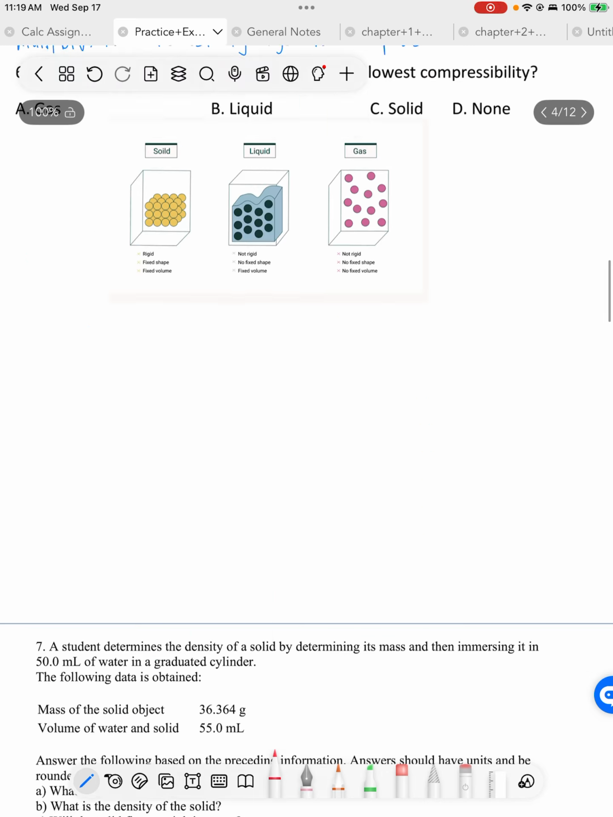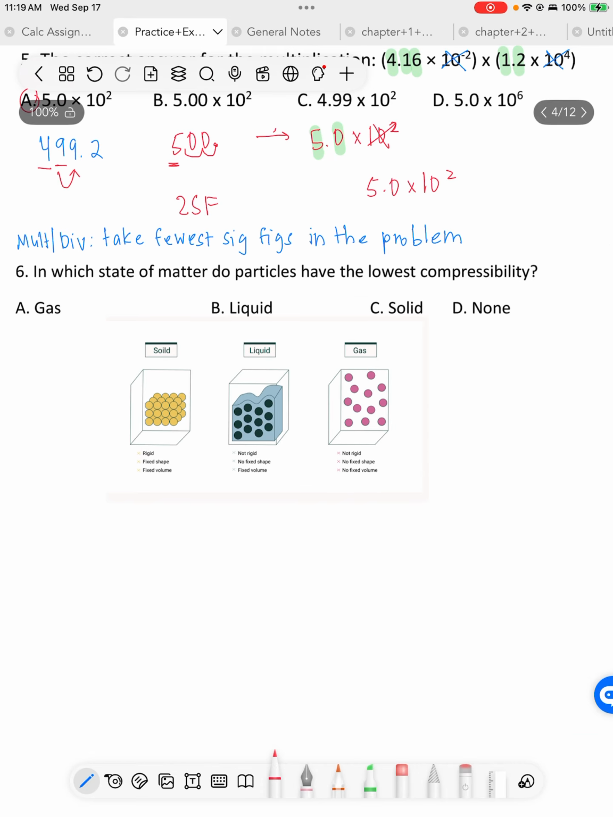All right. In which state of matter do particles have the lowest compressibility? So compressibility is a vocabulary word that should be in the flashcards. It should be something that you are familiar with. Compressibility means how you can compress it down. So imagine taking a squeezy ball and putting it in your hand, and you're compressing it, you're squishing it down. So it's asking which has the lowest. So what's something that can't be compressed?